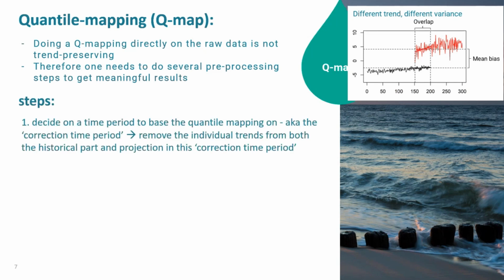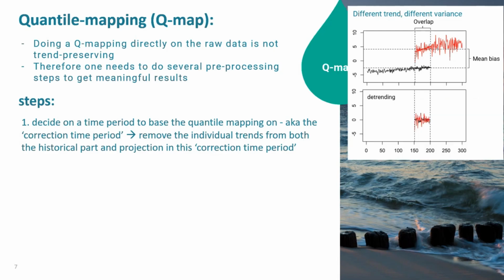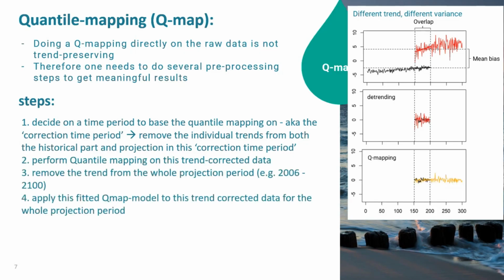And you first decide on the time period to base the quantile mapping on. There you can use again the overlapping period, and you remove the individual trends from both the historical part and the projection in this correction time period. There you have it. You determine both time series in this period, and then you fit your quantile mapping model to this trend corrected data.